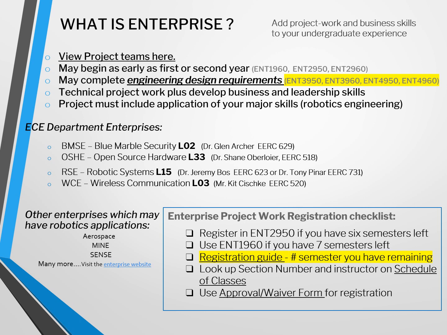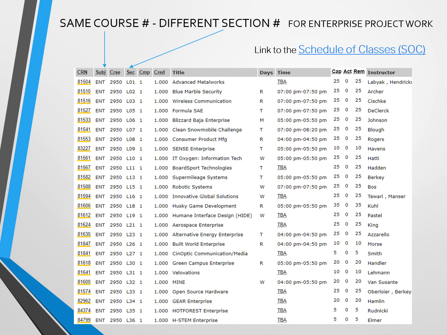For second year fall, you should register in ENT 2950 using the waiver form for permission. The checklist at the bottom of this slide will be helpful for enterprise registration and includes a link to the Enterprise Registration Guide, which tells you which course number to register for based on the number of semesters left until graduation. All enterprises use the same course numbers, which are based on the number of semesters you have left on campus and are synced with the 4-year plan.